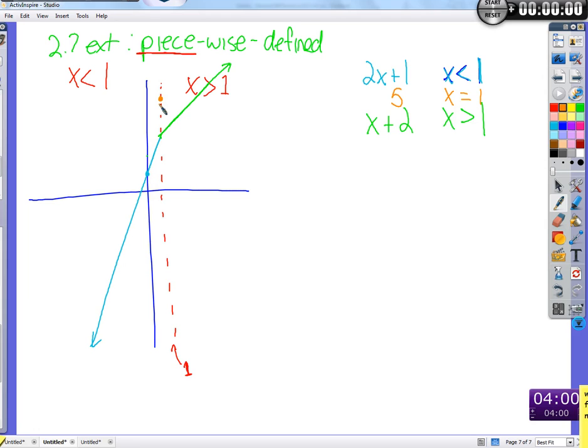Okay. So we use this blue function all the way from negative infinity up until 1. But then we stop using it, we jump up to 5, because when x is 1, we use y is 5. And when x is greater than 1, then this line, or this function, is the one that takes over. And piecewise defined functions. So if we put all of these together, we group them with this curly bracket, that's f of x, or that's y.